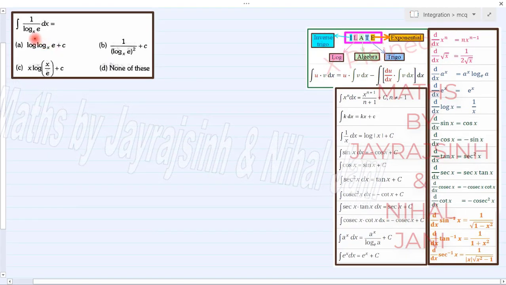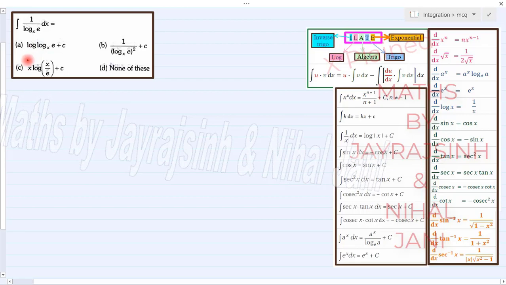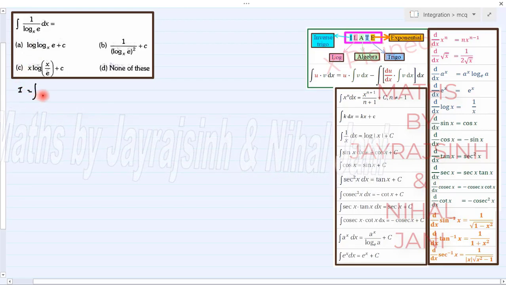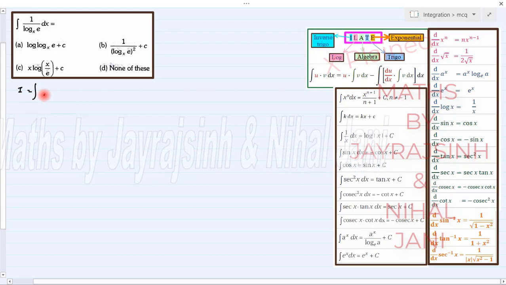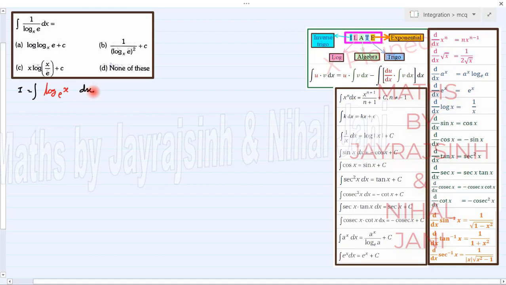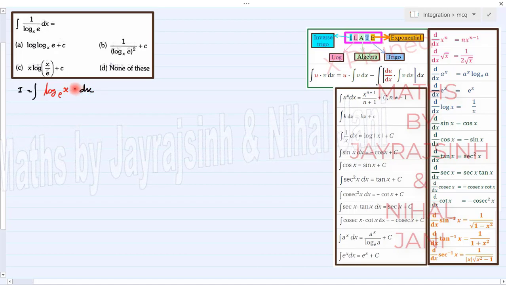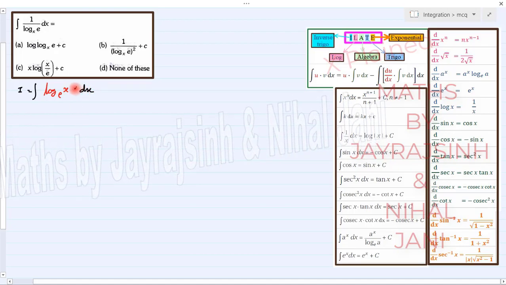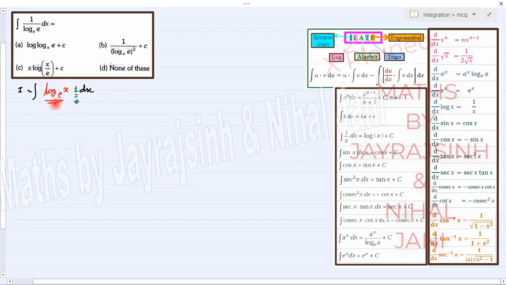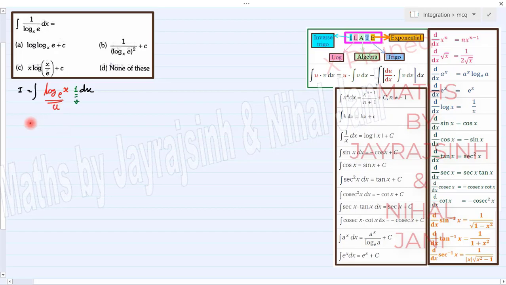Here we have to integrate 1 upon log e base x, or we can say, if we apply the property of log, we will get log x base e. And we know that to integrate log x, we have to take 1 as a v, and log x will be selected as u. So let's apply integration by parts.